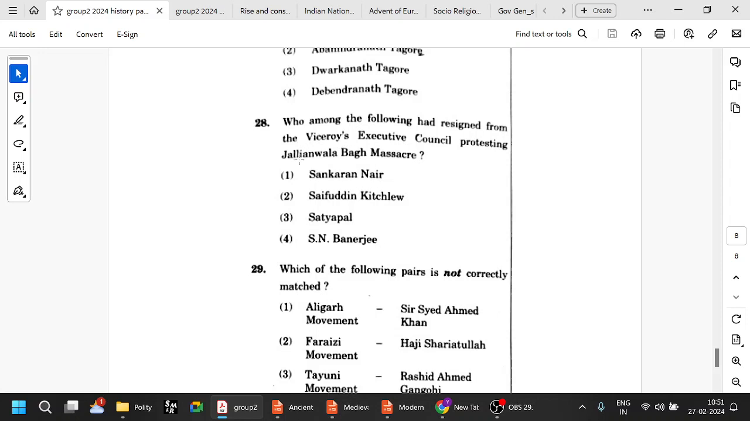He was a famous doctor, and he was prominent. So I'm not sure. Okay, anyway, Sankaran Nair is what I'm talking about, not Satyapal, I guess. Anyway, Satyapal and Saifuddin Kitchlew are also related to the Jallianwala Bagh massacre. Okay, remember that. So this question will be tough only. Anyway, who resigned from the Viceroy's Executive Council? It is Sankaran Nair, and Saifuddin Kitchlew and Satyapal were arrested after the Jallianwala Bagh massacre due to the protests. So remember all these questions.